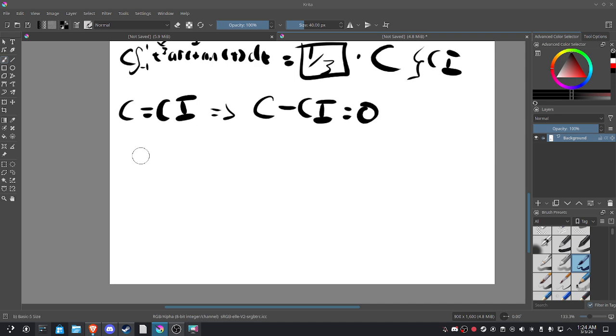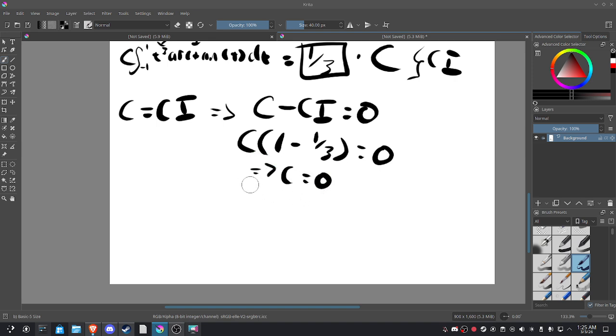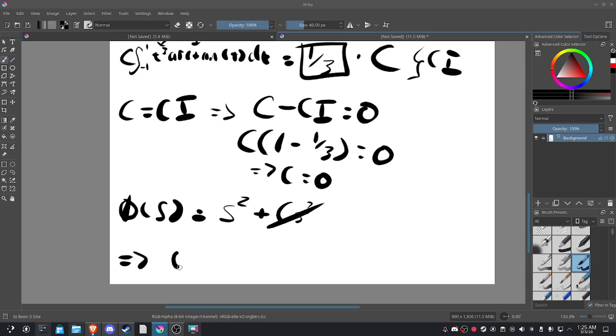So now I can kind of solve this, right? Let's factor out c here to get 1 minus 1/3 equals 0. Of course, this just comes out to 2/3, so c must be 0. Okay. So, going back to our original equation, we get s squared plus cs3, but c is 0. So, the answer to our integral equation is phi of s equals s squared.